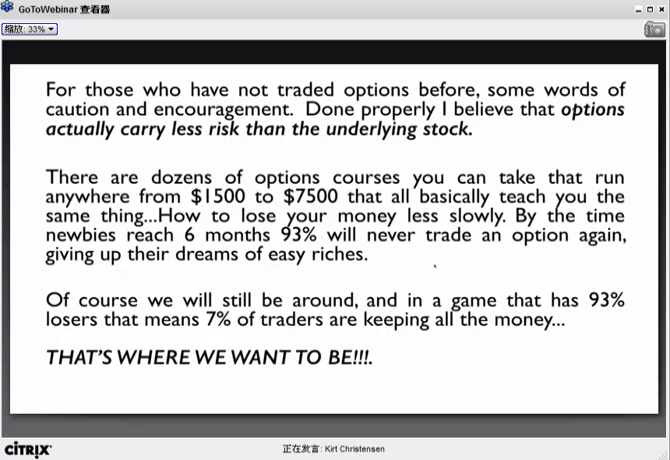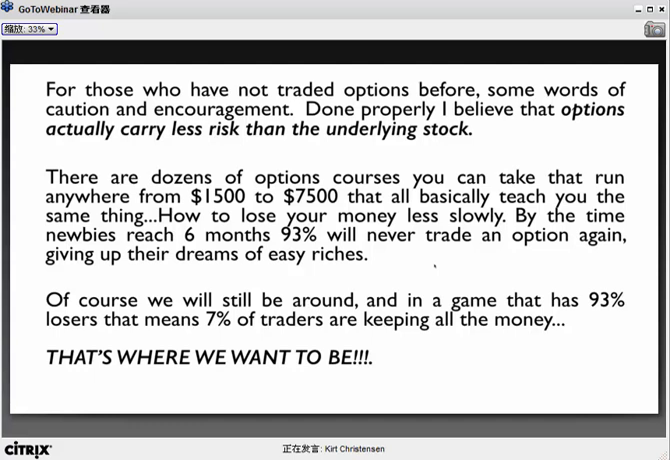Now, for those of you who haven't traded options before, some words of encouragement and caution and due diligence here. Done properly, I believe that options actually carry less risk than the underlying stock. There are dozens of options courses you can take that run anywhere from $1,500 to $7,500 that all basically teach you the same thing: how to lose your money less slowly.